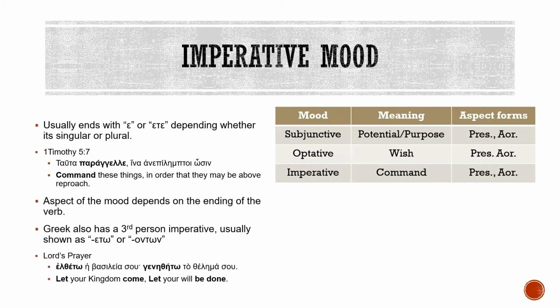Interestingly, Greek also has a third person imperative, which is expressed as eto or onton, which is translated as let them do blank, as you see in the Lord's Prayer. Let your kingdom come, let your will be done. Those phrases of the prayer are not suggestions in Greek, but are commands.